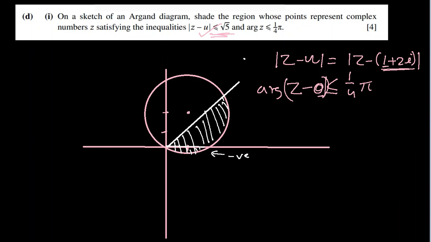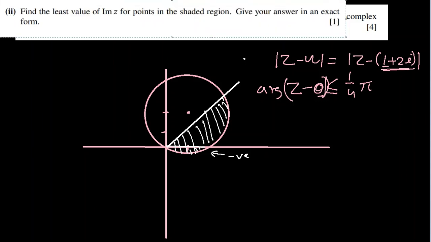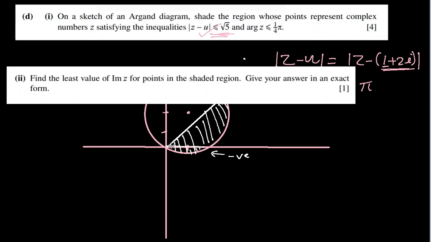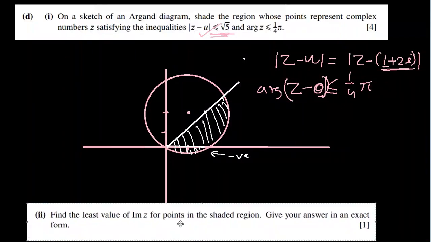Alright, let's see what the next part is asking us to do, which is find the least imaginary part of z for the shaded area. Okay, so the imaginary axis is the vertical axis, this is the real part. Alright, so this will be the point here. Basically they're asking us what this coordinate is. This is the least value for the imaginary part of z. This will be the least value in the negative zone.